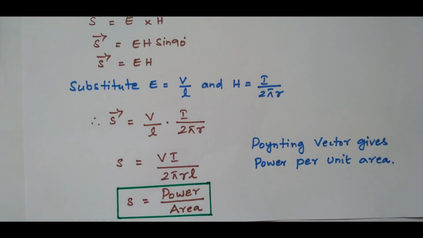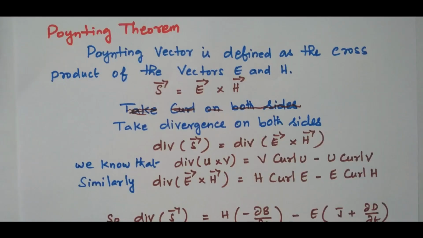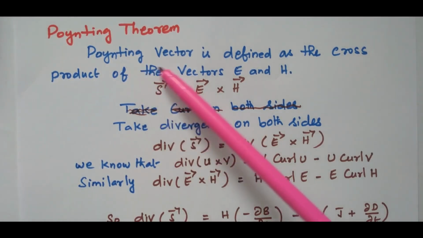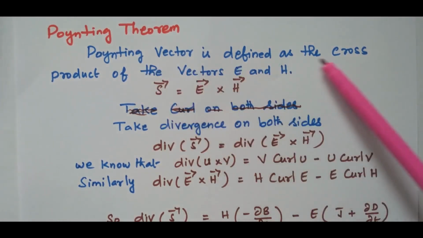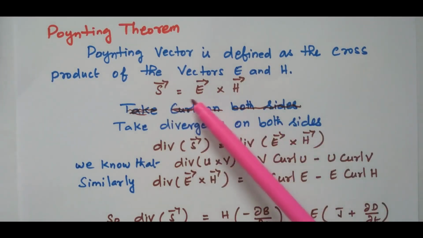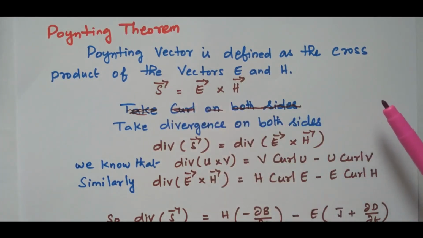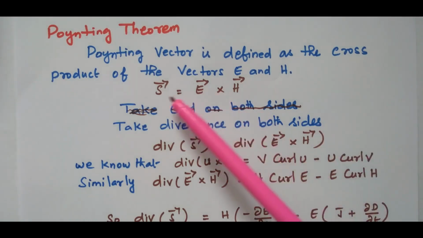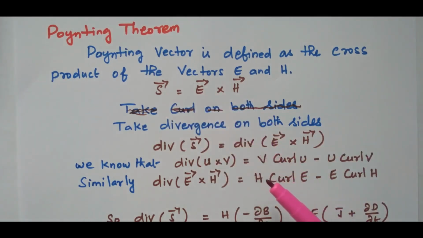So the Poynting vector will give the term power per unit area. Now we'll go to the Poynting theorem. First we'll start with the Poynting vector. The Poynting vector is defined as the cross product of vector E and H. So S vector equals E vector cross H vector. That is, the cross product of electric field intensity and magnetic field intensity.